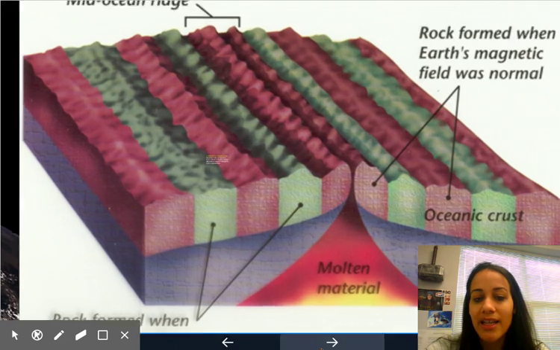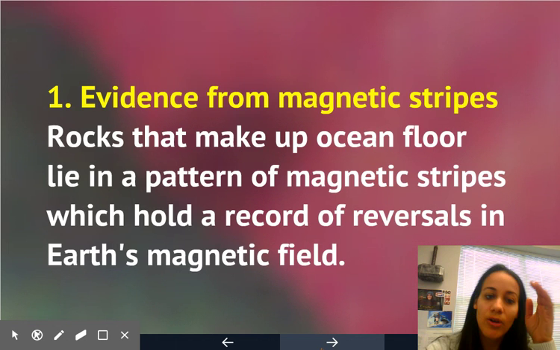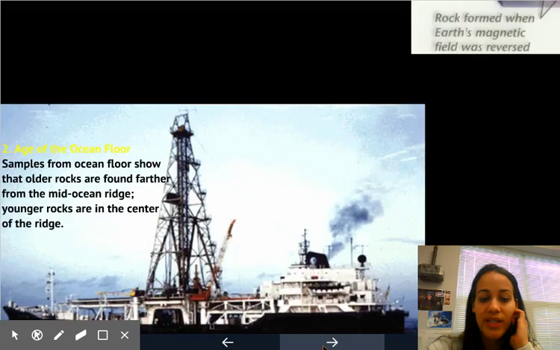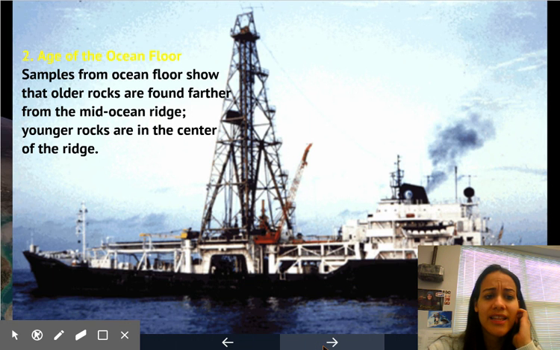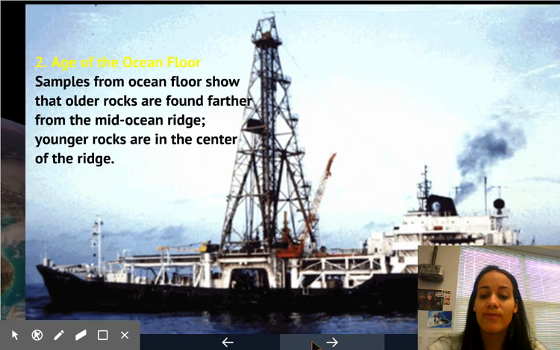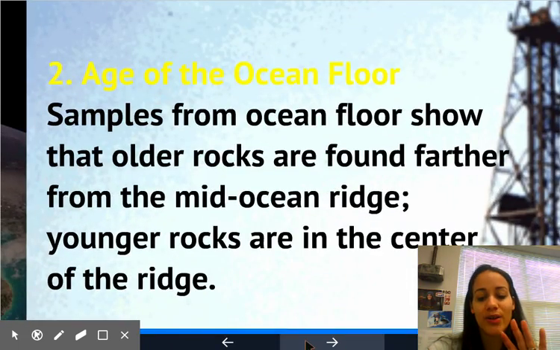We'll talk about that in class because it can tend to be a little difficult, but the evidence from magnetic strips is just the rocks that record the reversals of the Earth's magnetic field at the time. We can look at the samples of the ocean floor and see that the older rocks are found farther away from the mid-ocean ridges and the younger rocks are at the center. I'm sorry, at the center, the younger rocks are, and the older rocks are away.